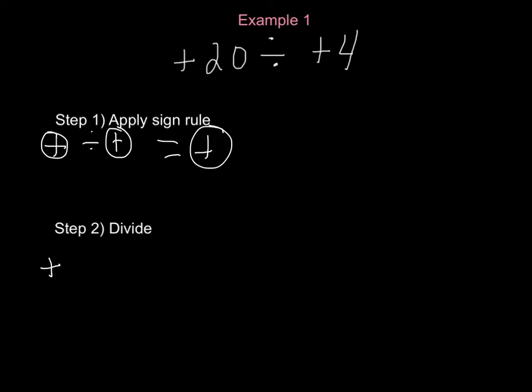Second step is just divide. So 20 divided by 4, we know is 5. So our final answer is plus 5.